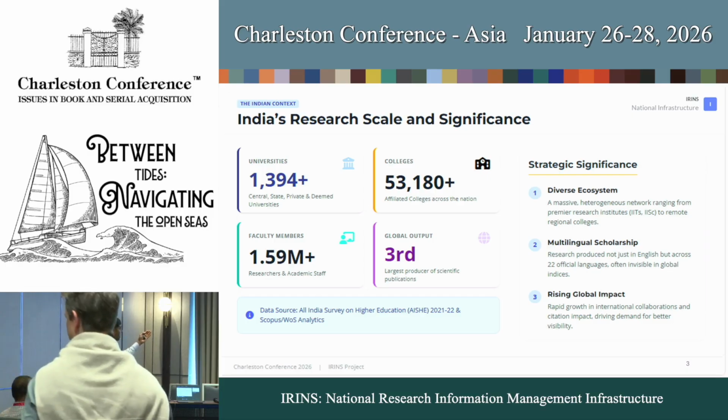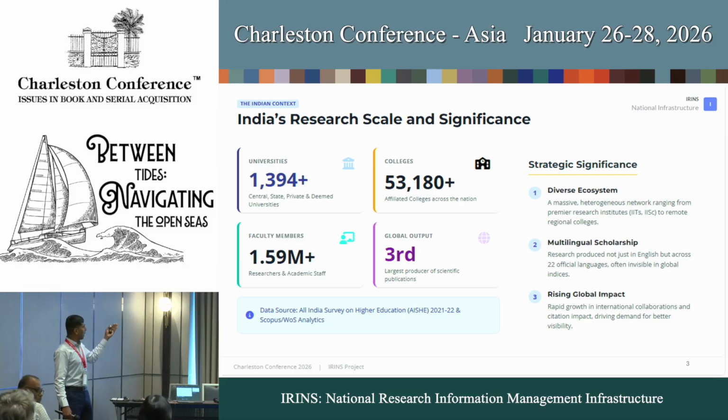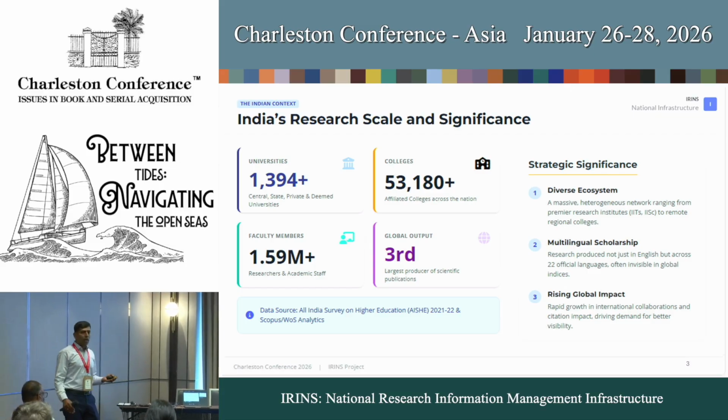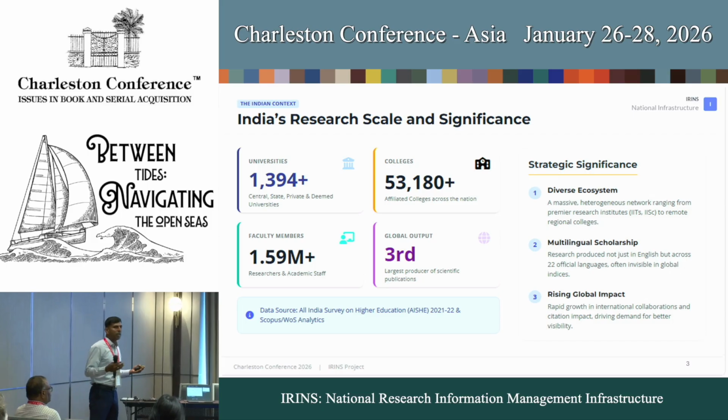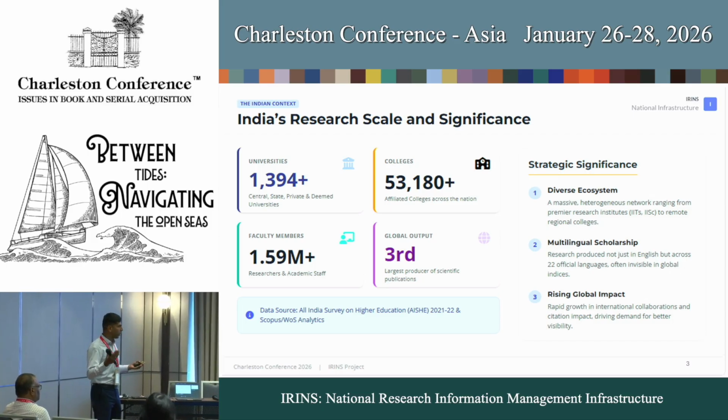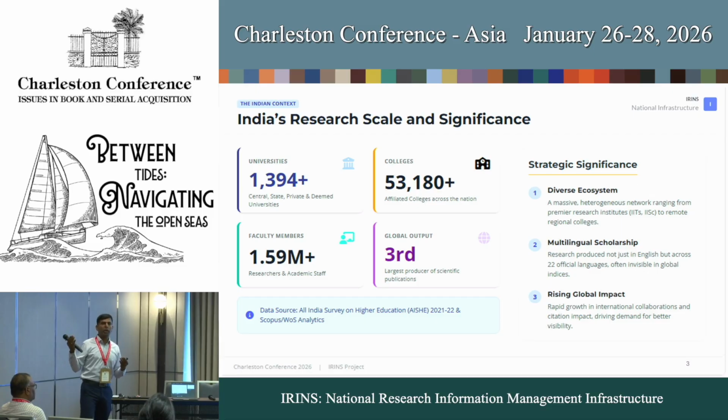Then India as a research field: as a country we have more than 1,300 degree awarding institutes, 53,000 colleges, and near about 1.6 million faculty members from different institutes. As a country, we are third in terms of the number of research articles produced. But in global databases such as Scopus and Web of Science, hardly 50 to 60% of the research output is visible. The remaining research-related activities are not visible in a proper way.